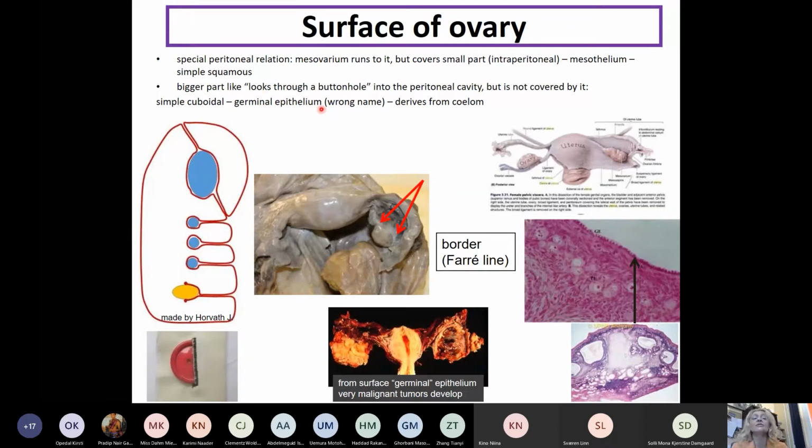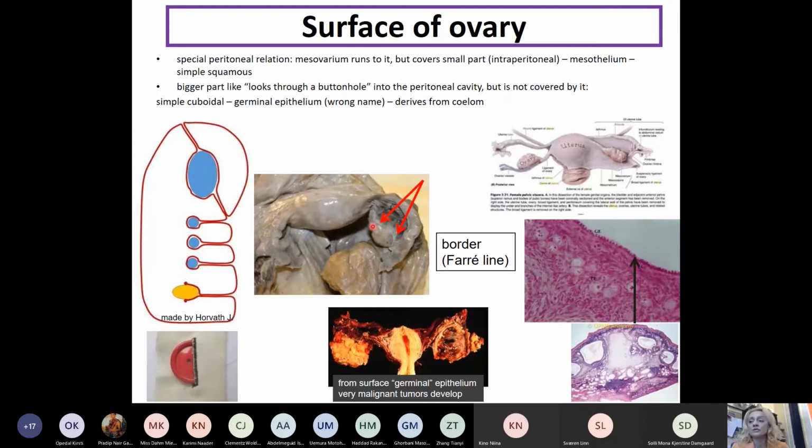Later, you will see that it's a very important surface. In pathology, you will learn about ovarian cancer, but everybody has heard about ovarian cancer. Unfortunately, a quite common type of cancer and really, really malignant. And most of the times it comes from this surface epithelium, so the germinal epithelium.